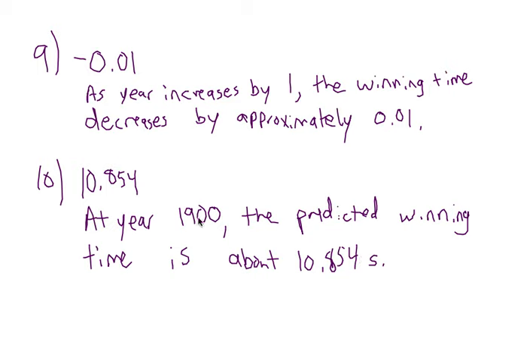So when the year is 0, which in this case is 1900, you have to kind of convert that. The predicted, again, we don't know what the winning time is in 1900. All of this is about predicting things. So the predicted winning time is about somewhere in there, 10.854.